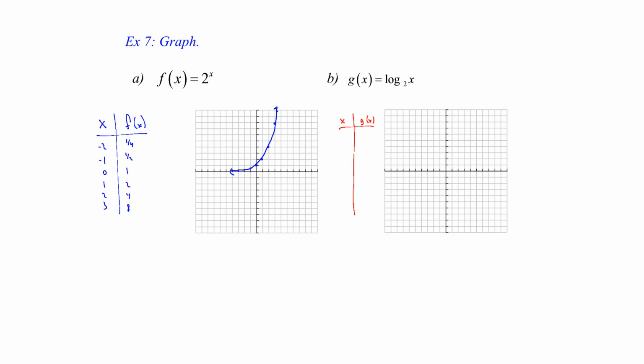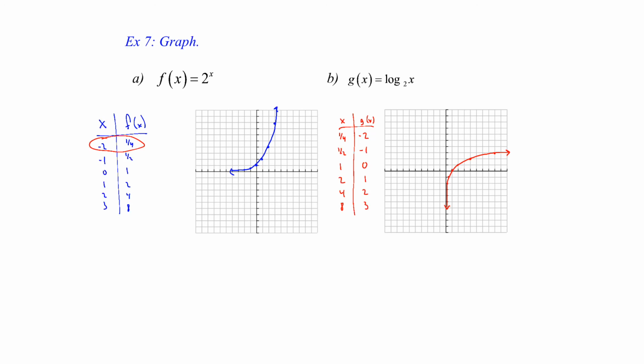They should switch. So instead of being (-2, 1/4), it now becomes (1/4, -2). (1/2, -1), (1, 0), (2, 1), (4, 2), (8, 3). And so when we go to graph its inverse, what do we get? So there is the inverse of an exponential, log base 2 of x. You can see the shapes are similar, but now, instead of having the horizontal asymptote, you have a vertical asymptote. And so that's its inverse.